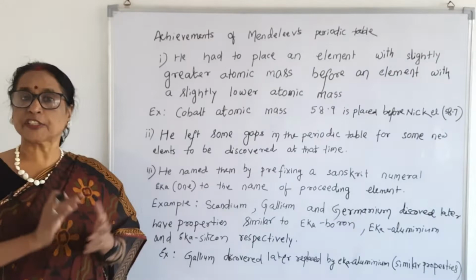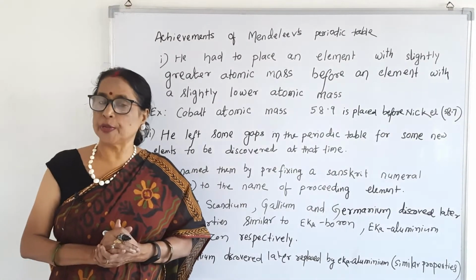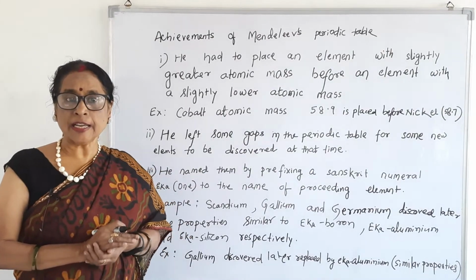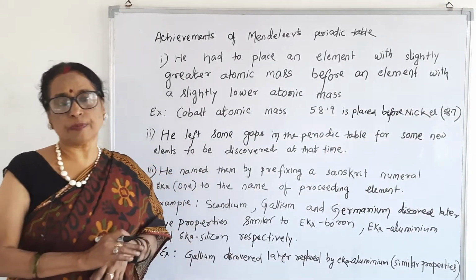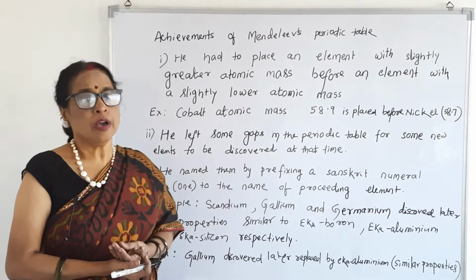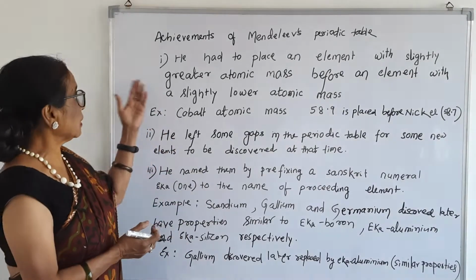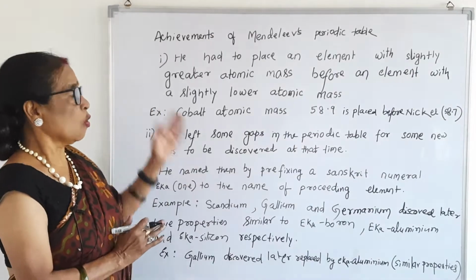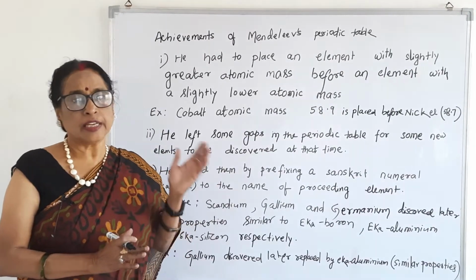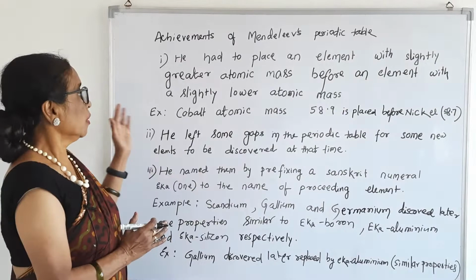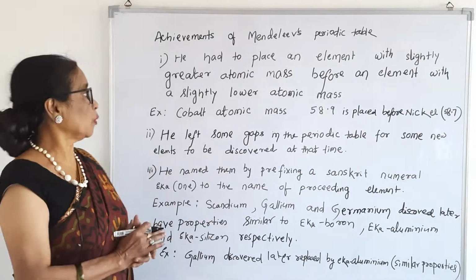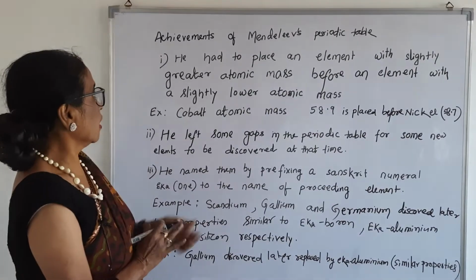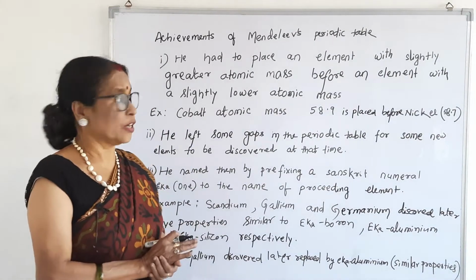Now we will see the achievements of the old form of the periodic table that was proposed by Mendeleev. One is the old form periodic table, another is the modern form of periodic table. On the basis of the achievements and disadvantages or limitations of the old form of periodic table, the new form, that is the modern periodic table, was proposed. So first we will see what the achievements of the old form of periodic table are.